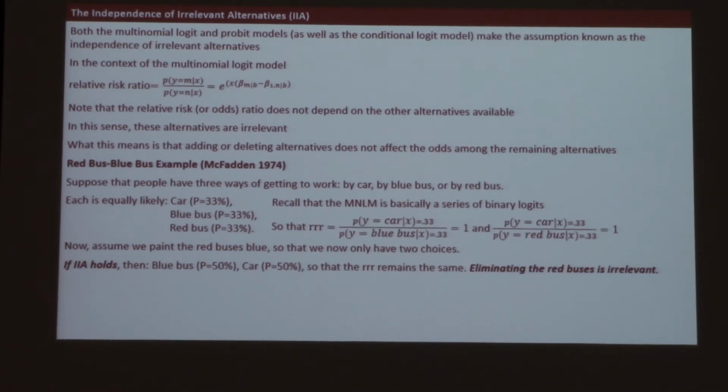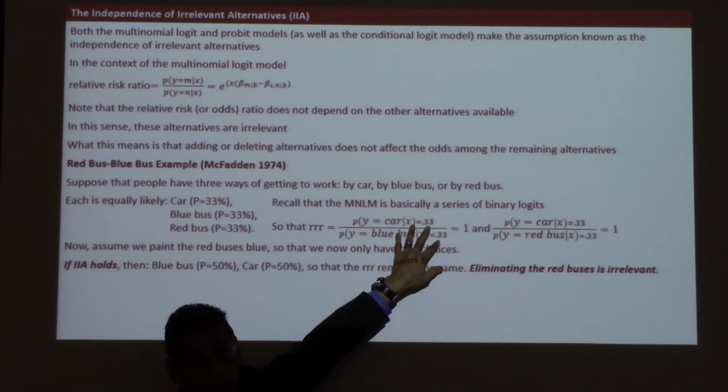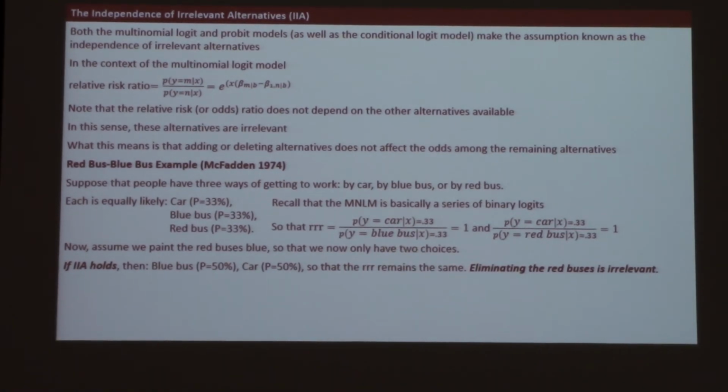If the independence of irrelevant alternatives assumption holds, then the probability of a blue bus should be 50% and the probability of taking a car should be 50%, and hence we would have the same relative risk ratio. Does that make sense? So we had three alternatives: car, red bus, blue bus.